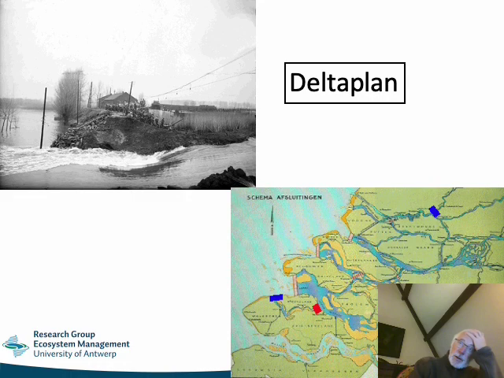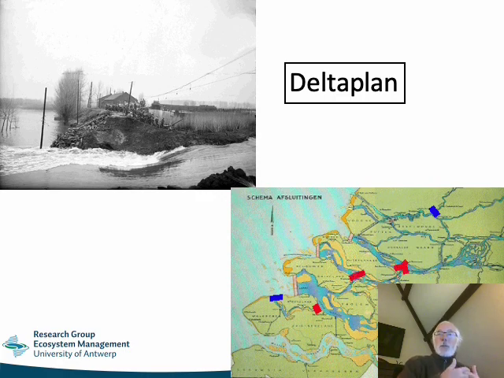And as a reaction of the Dutch to the storm flood, if you have such a disaster, then of course the government decides we need to do something, and that was the start of the Delta Plan. And in fact, the idea of the Delta Plan is what you can see on the right in the animation, that bit by bit all of the sea arms in the Dutch Delta area would be dammed.